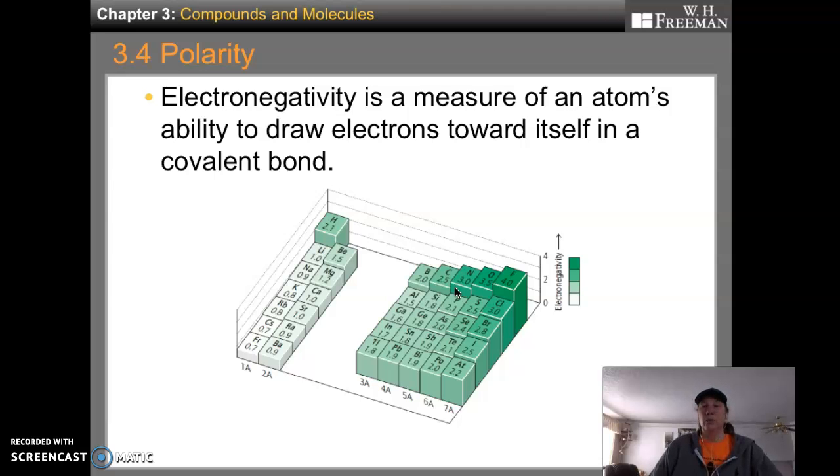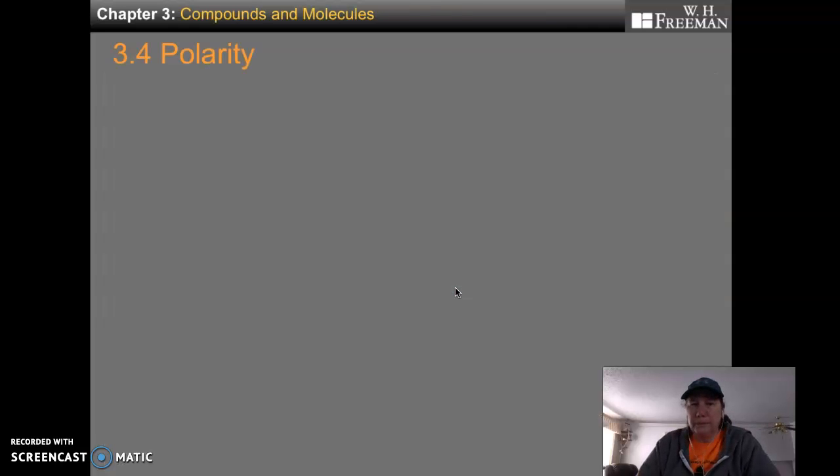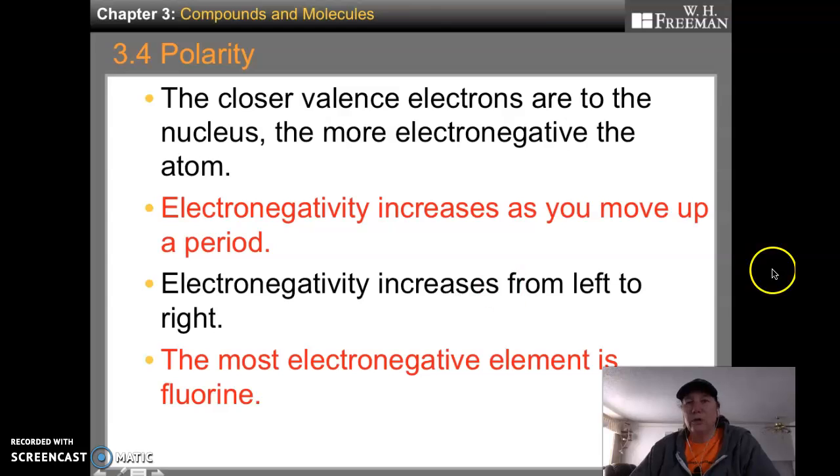The best example is water. Water is a universal solvent because it has poles. It has a positive end by the hydrogen and a negative end by the oxygen. So they're sharing their electrons, but not equally. And then the last one, if it's above 1.7, then you know it's ionic. Okay, so the closer the valence electrons are to the nucleus, the more electronegative the atom is.